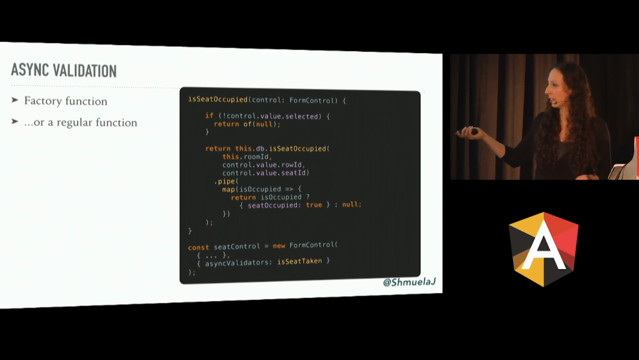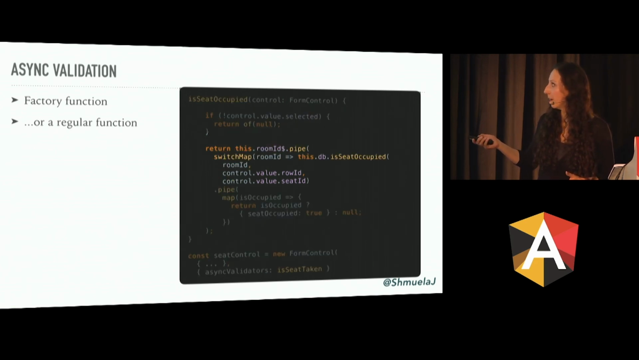So this is the async validator. Let's go back to this room ID. If you remember, we have the observable of the room ID that we got from the router. So let's use this one, okay?